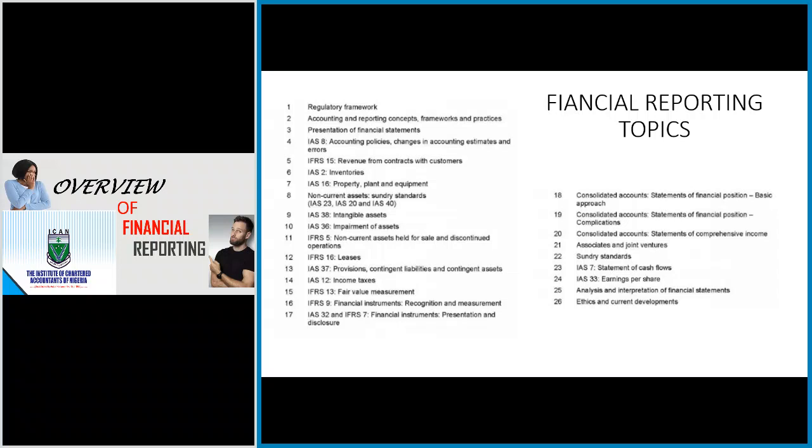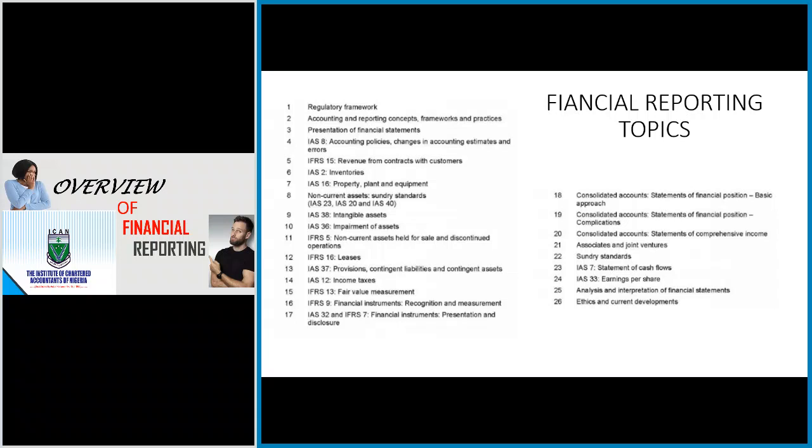Then when we are talking about topic number 10, we are talking about the impairment of assets. When we procure assets, little by little they begin to experience wear and tear and the like, which IAS 36 majors on.